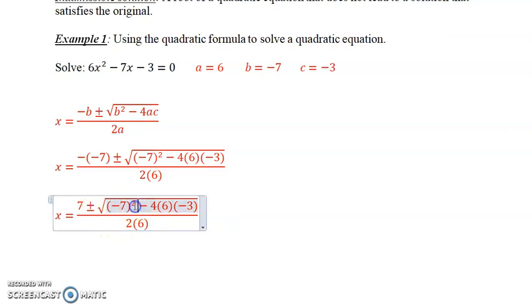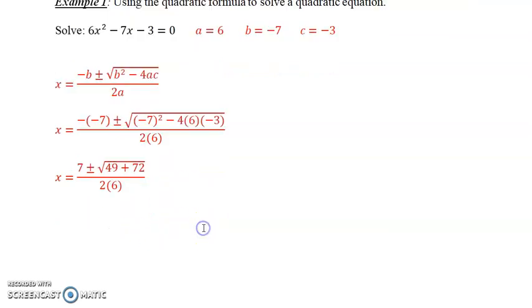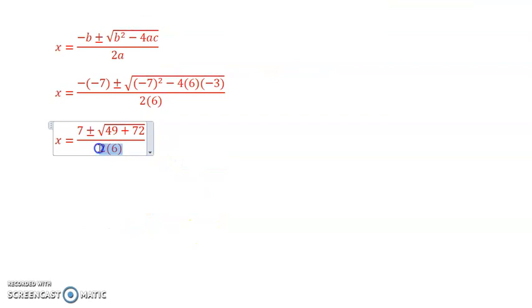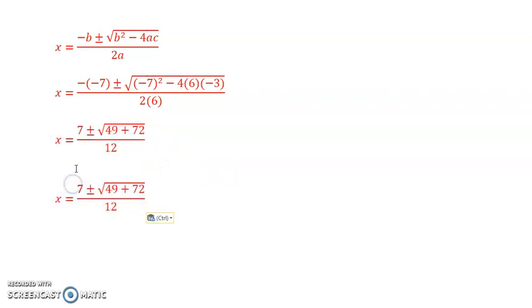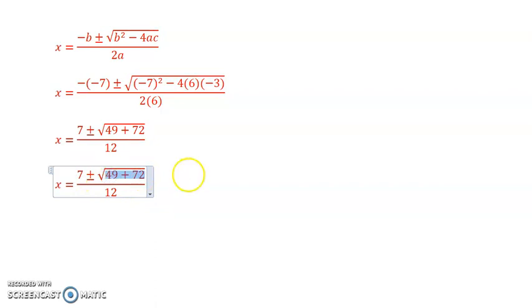Plus or minus, we do this at the end when we split. I'm going to show you that part. -7 squared is 49. And -4 times 6 is -24, times -3 is 72, so it's plus 72. Okay? And the denominator is 12. Right? 2 times 6. Now we have to take what we have underneath the square root sign. Add those two numbers together, and we get 121.